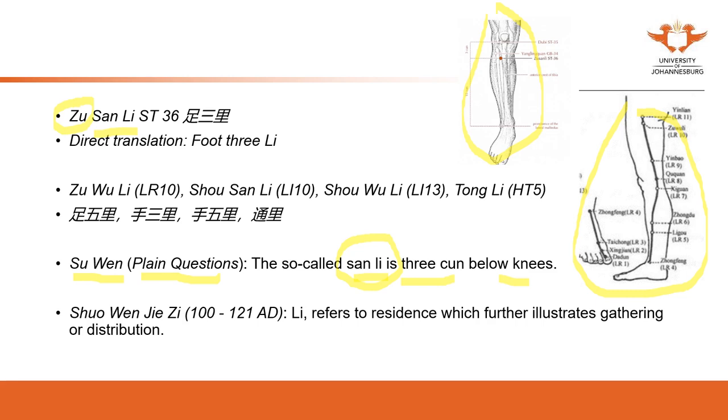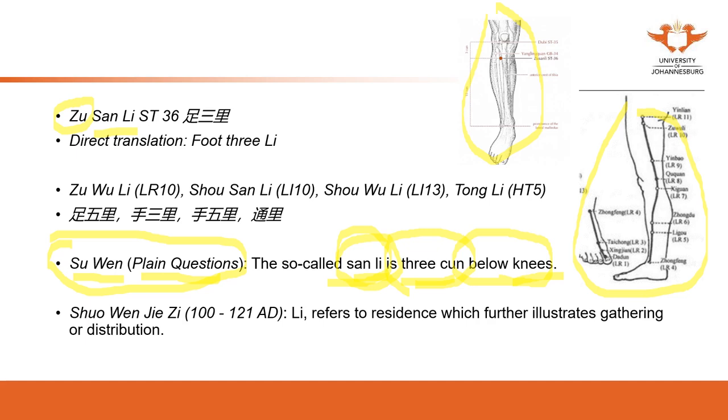From this clause, you will see clearly that the Huangdi Neijing, the classic, explains sanli as 3 chun. San means 3. Li just describes 3 chun below the knee. This explanation doesn't indicate any walking distance, doesn't indicate any qi strengthening from the walking distance. So the classic doesn't support this explanation of walking another 3 miles.